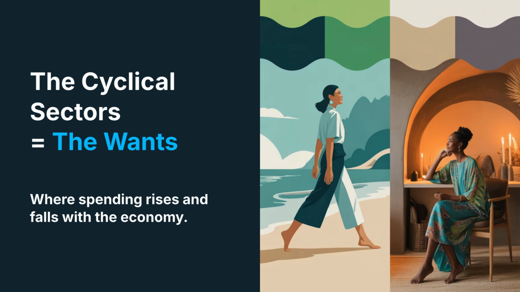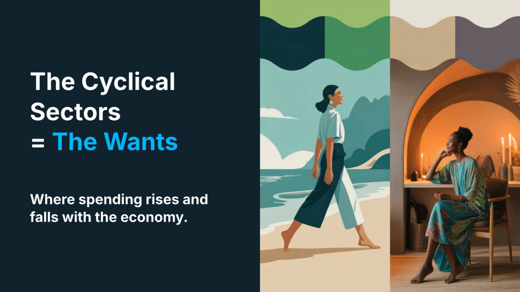Okay, let's travel to our next major territory, the cyclical sectors. These are the wants. When the economy is good and people feel confident, they spend money here. But when times get tough, spending in these areas is often the first thing to get cut. They follow the economic cycle.